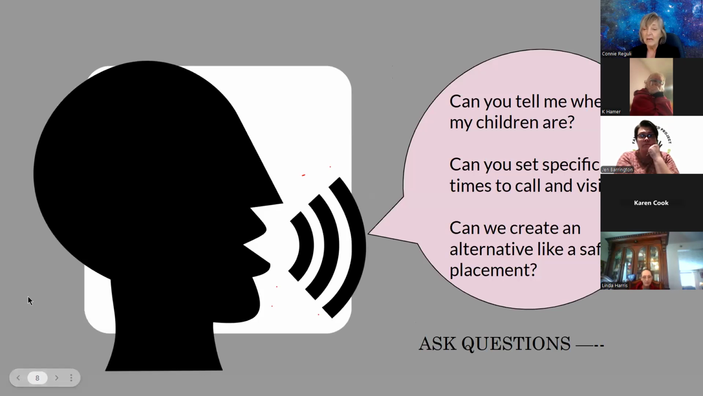So at that preliminary hearing, I think parents need to ask the questions. Can you tell me where my children are? Can you set specific times to call and visit? And can we create an alternative like a safety placement? Ask those questions. Keep asking questions. And they don't always like it, but keep asking questions. These are three great questions to ask at that very preliminary hearing.